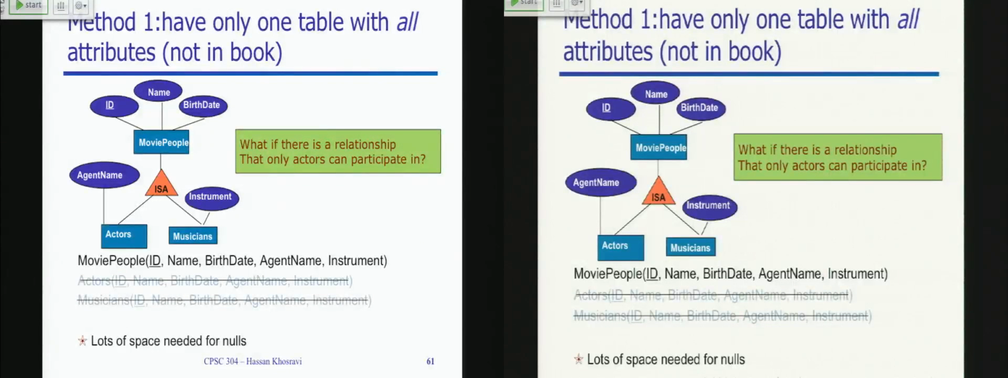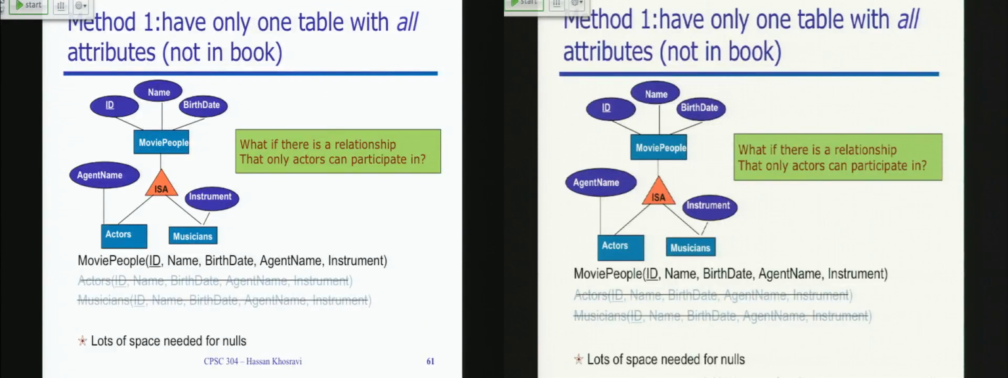What if there's a relationship that only actors can participate in? Right? Let's assume that I have a relationship coming out of my actors, so only my actors can participate in that relationship. Once I put everything together, then I can make that restriction for only my actors to participate in that relationship. Should we bother with agent name and instrument, for example? Because for me, it looks like ID is unique. So if a person is an actor, it will have a unique ID, right? And we can distinguish that person from musicians and movie people.